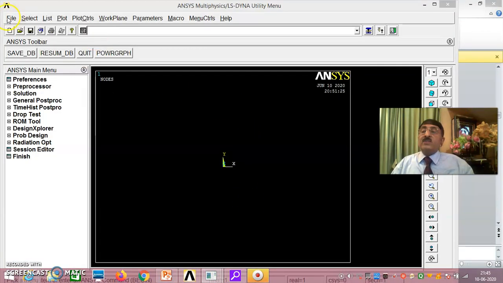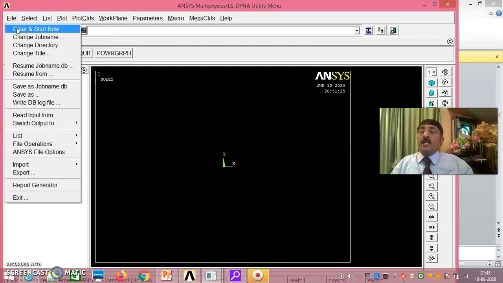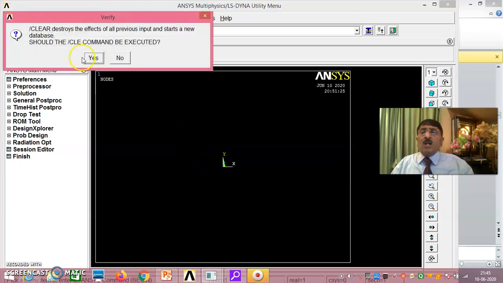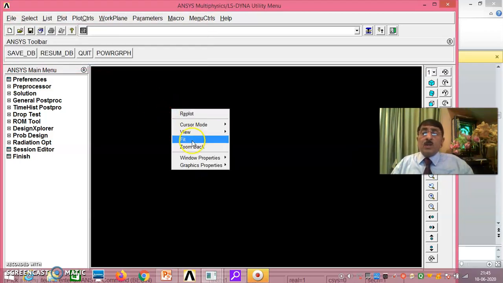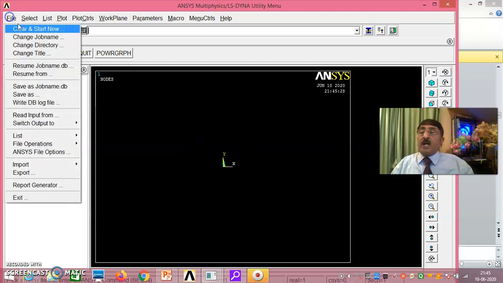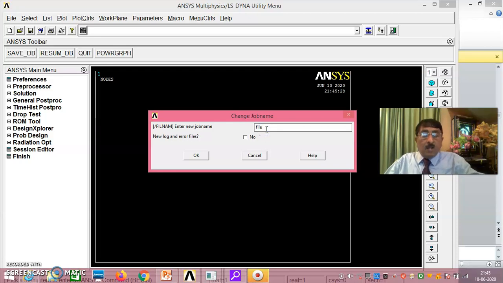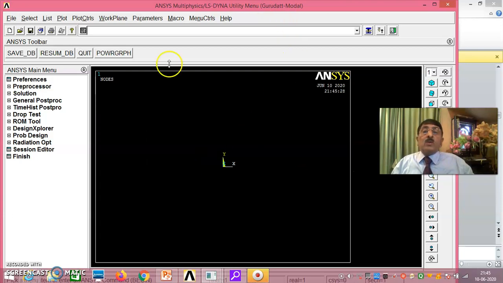Once you go to Ansys, as usual you go File, Clear, Start New. These are all the initial things. Always stick to this habit. Then File, change job name, you do. I have told you. Do that: modal analysis. This is create a new log and error files. Yes, you say okay. Go to that modal analysis.